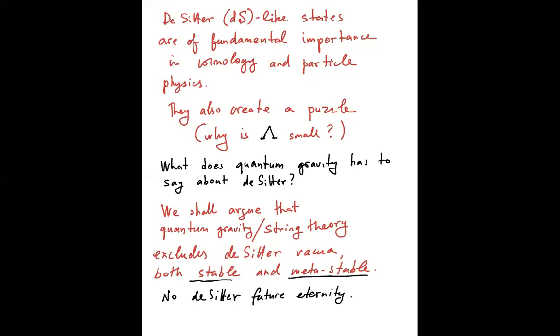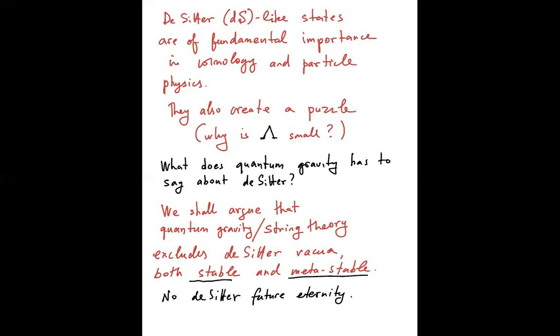Now, this also creates a puzzle. You probably heard many times about this puzzle. Sometimes it's called the cosmological constant puzzle, because in order to get de Sitter space, lambda, the cosmological constant that is a source for de Sitter space, is quantum mechanically sensitive to the cutoff of the theory. And so there is this puzzle of why lambda is small, which is a separate story.